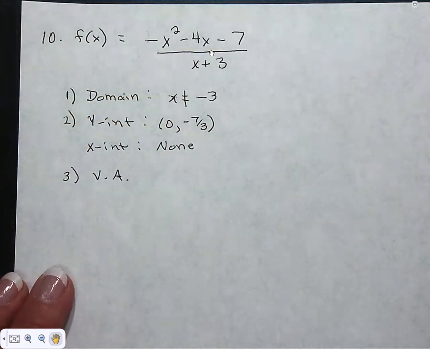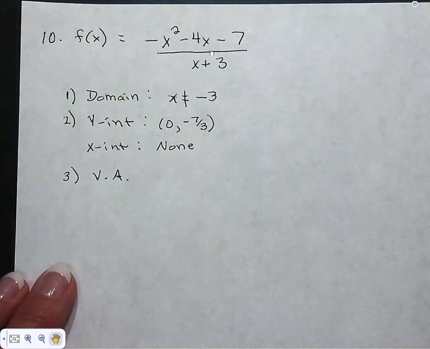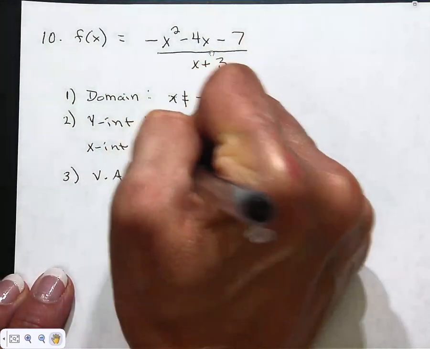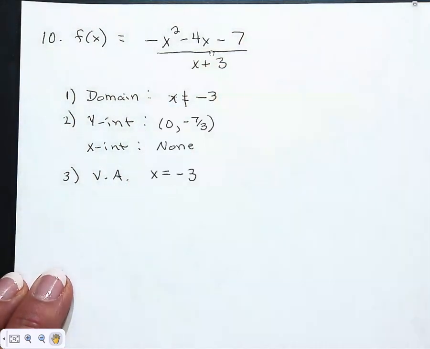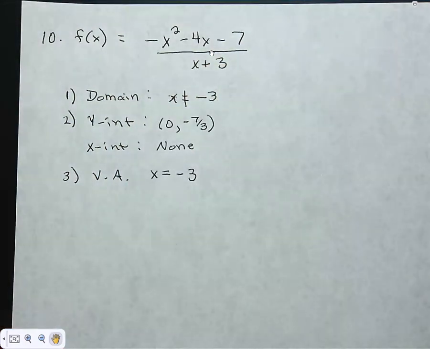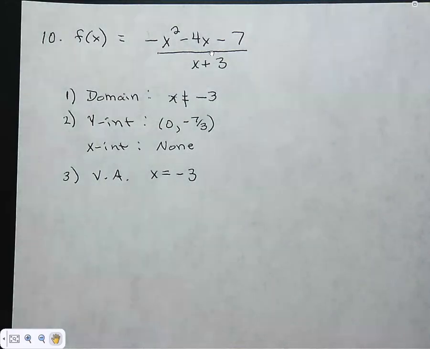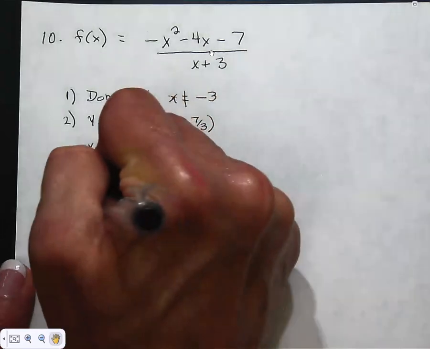Since I can't cancel out that x plus 3 in the denominator, the vertical asymptote is x equals -3. Make sure you're giving me an equation, not a number. -3 is not a vertical asymptote. -3 is a number. X equals -3 is a vertical asymptote. What about horizontal asymptote?